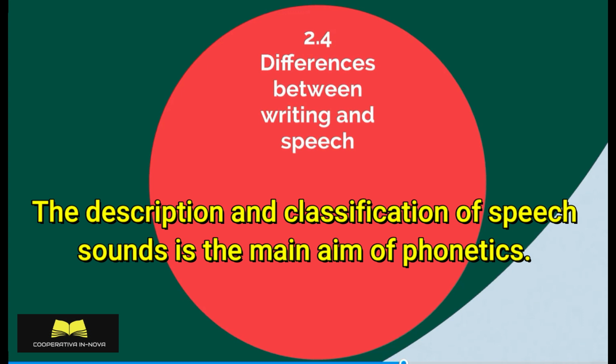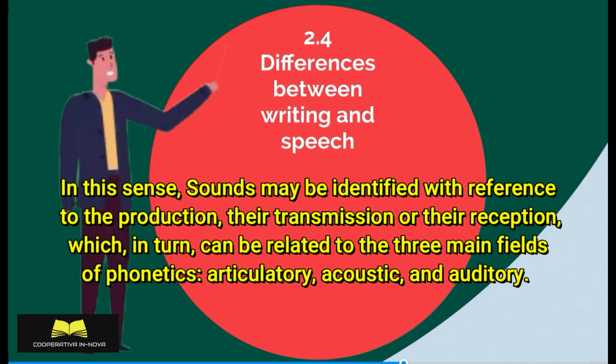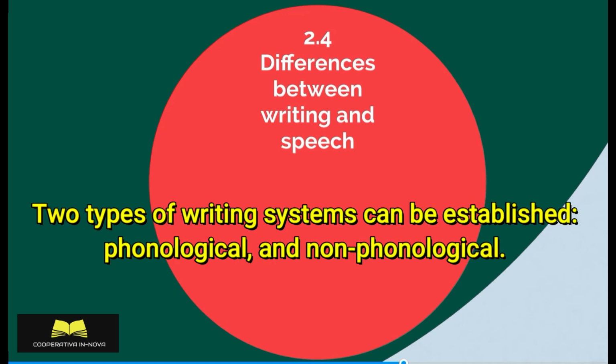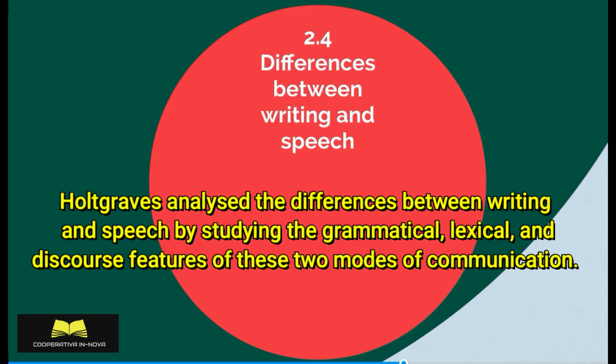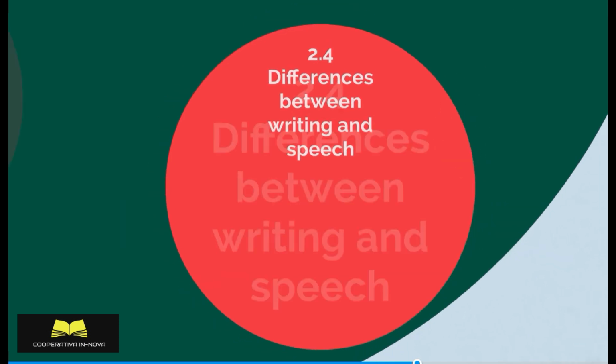The description and classification of speech sounds is the main aim of phonetics. In this sense, sounds may be identified with reference to their production, their transmission, or their reception, which in turn can be related to the three main fields of phonetics: articulatory, acoustic, and auditory. Two types of writing systems can be established: phonological and non-phonological. Holtgraves analyzed the differences between writing and speech by studying the grammatical, lexical, and discourse features of these two modes of communication.